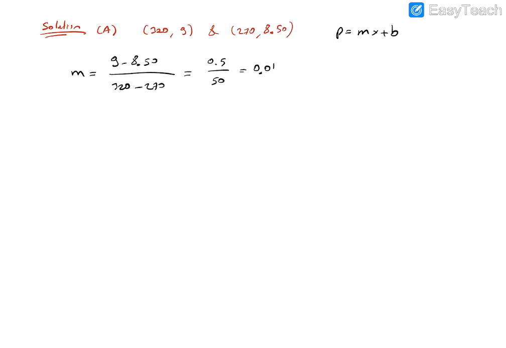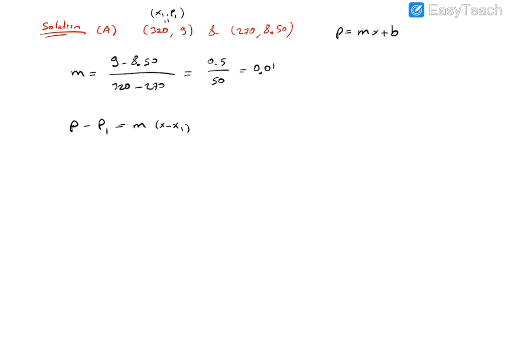So what is b? How can you find b? Maybe by replacing one of these points in this equation, you can find b. This is one way. Or you can use the point slope form. So let's use the point slope form by using one point, for example, this point. So P minus P1 equals m times X minus X1. Sorry, this is not P1, it is X1 minus P1.